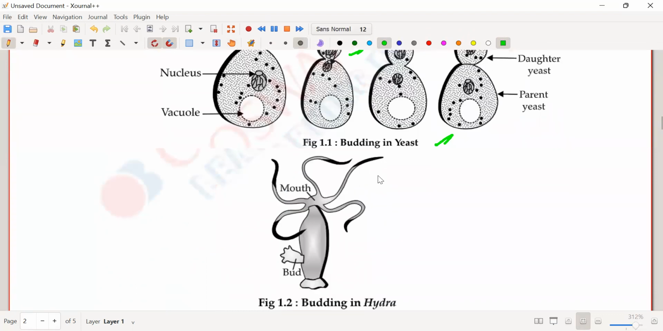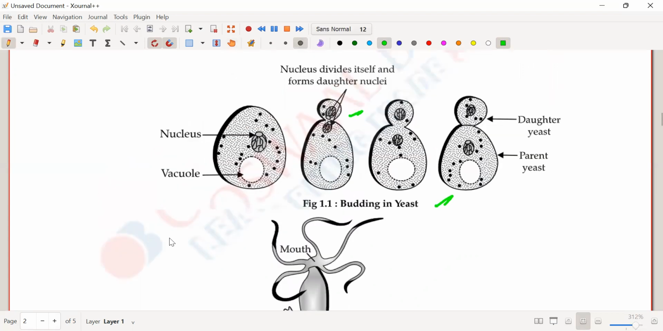This is how we can easily form yeast. All right. We can use yeast, and also curd. We use the lactobacillus bacteria, which is in curd, and when this curd is added to the milk, automatically in the morning it will convert itself into curd. All right, that is due to excessive asexual reproduction.